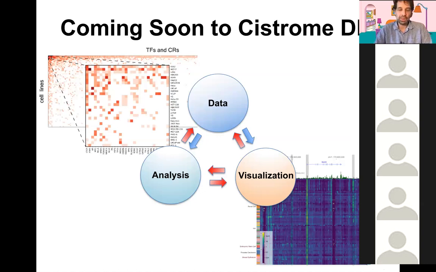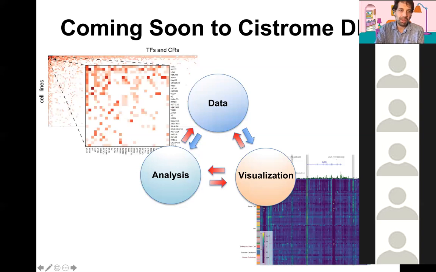And then I just wanted to say a couple of words about what's coming to Cistrome. As Shirley mentioned, we are doing this imputation, where if you look at this plot, you can see that there's a lot of ChIP-seq data out there.